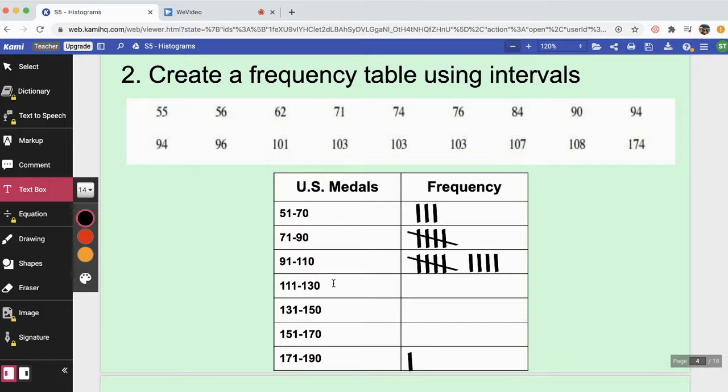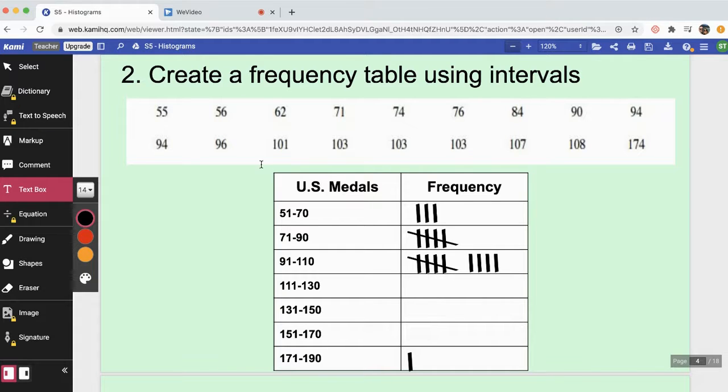Okay, so notice we have some empty intervals here. There are some that don't have any data in them, and that's okay, but we can't leave them out. We need to include them so our intervals are the same size and we get all the way up to the last piece of data that we need. So it's okay if you have intervals that don't have any data in them. You still need to include them.